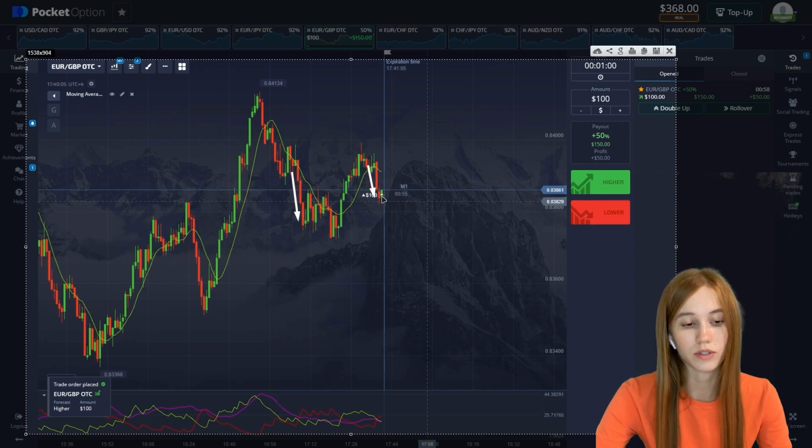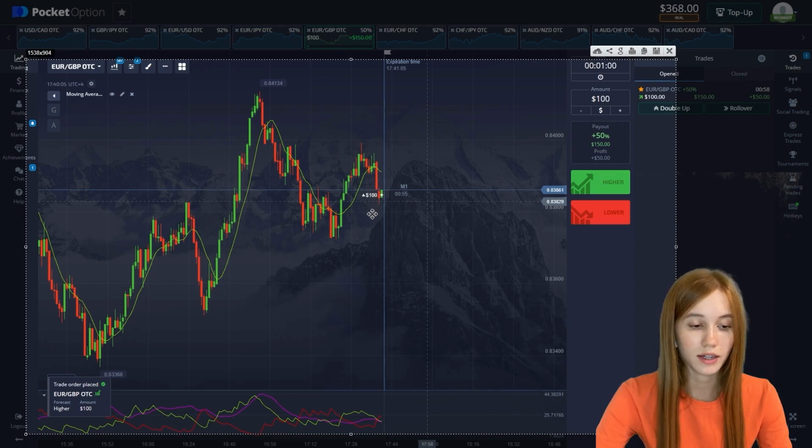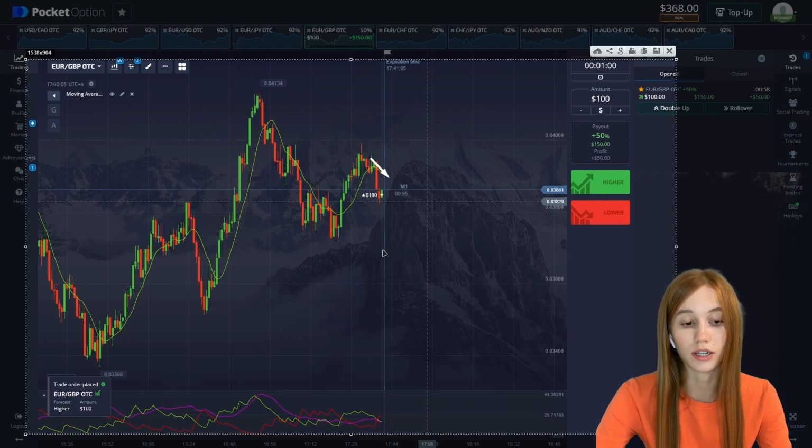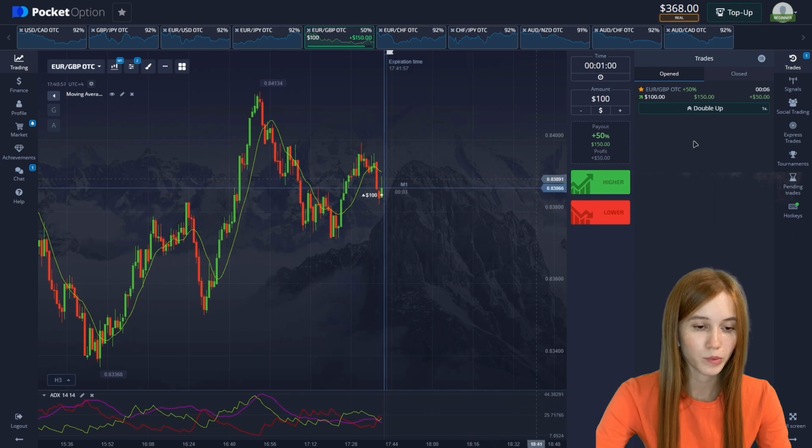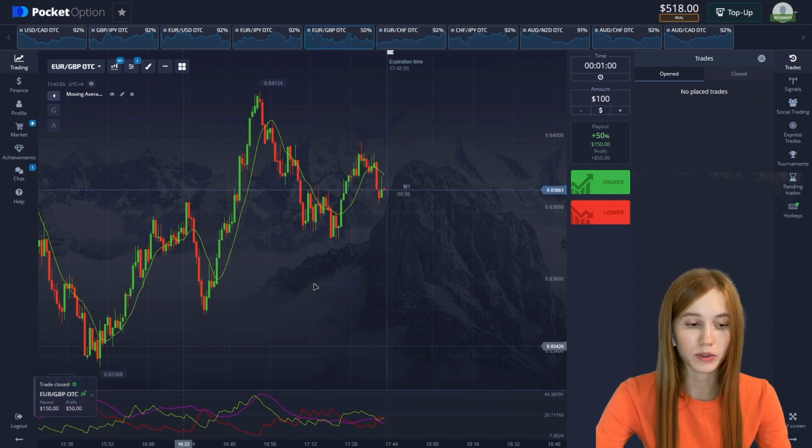The moving average shows a general downward trend. ADX red line prevails over green line, and both lines are directed upwards. That means that the trend is falling. I think there will be a pullback on this candle. Let's see. Several seconds until the end of the deal. Three seconds. 1. Last deal, good profit is $50.